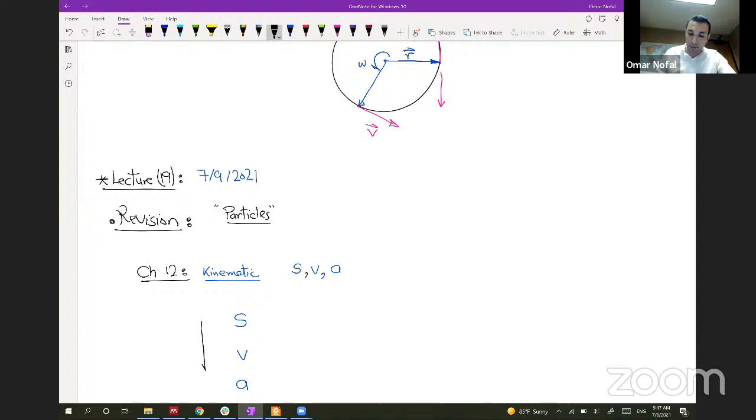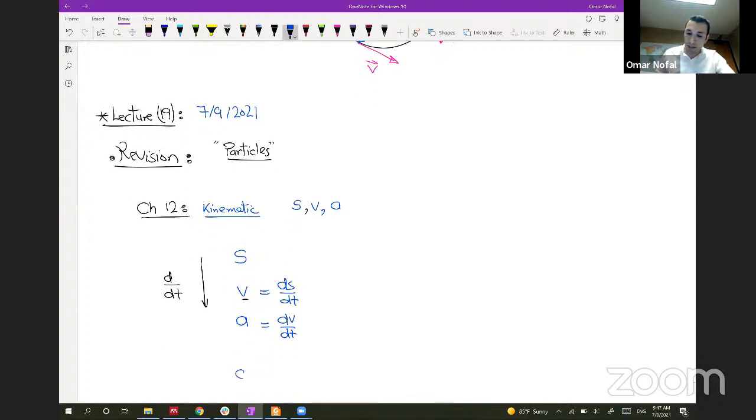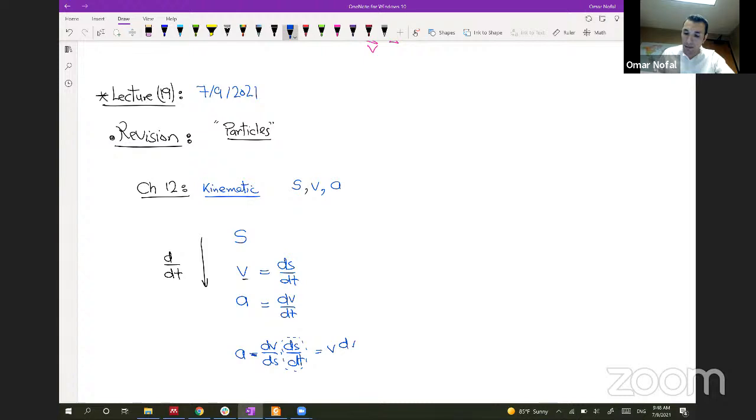We can move from the position to the velocity to the acceleration by doing differentiation. If you differentiate the position with respect to time, it will give you v. If you differentiate the velocity with respect to time, it will give you the acceleration. So v is equal to ds/dt, and a is equal to dv/dt. You can eliminate dt, and you have a = v dv/ds. So the acceleration could be written as a function of the velocity and displacement.